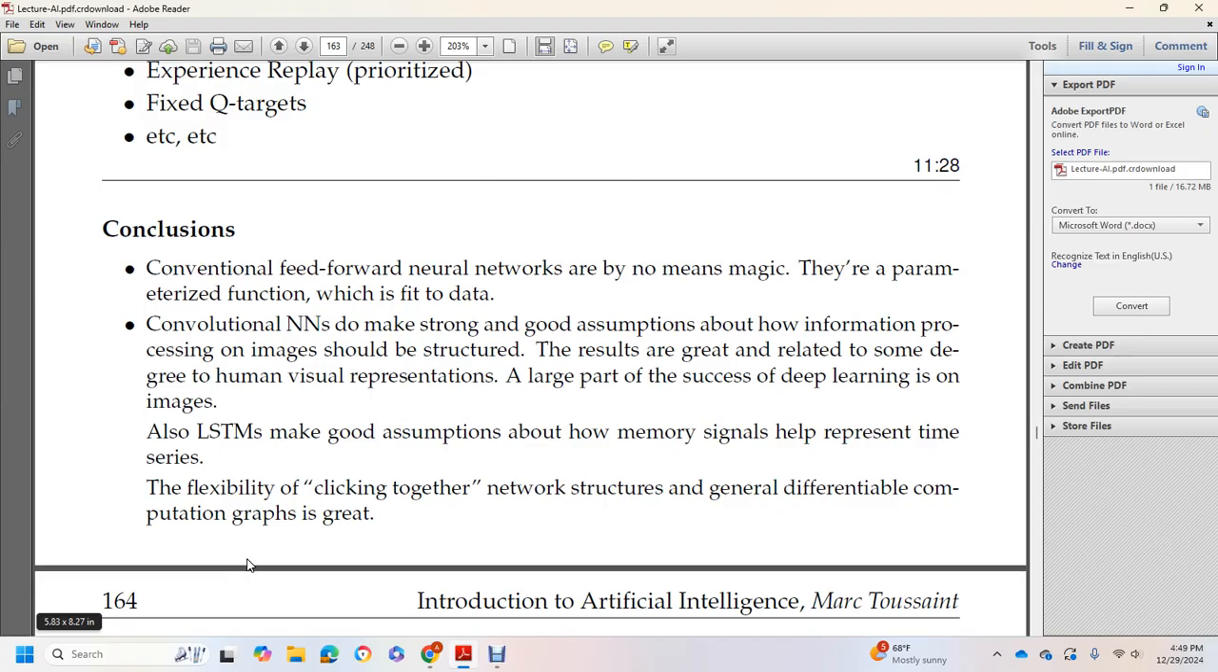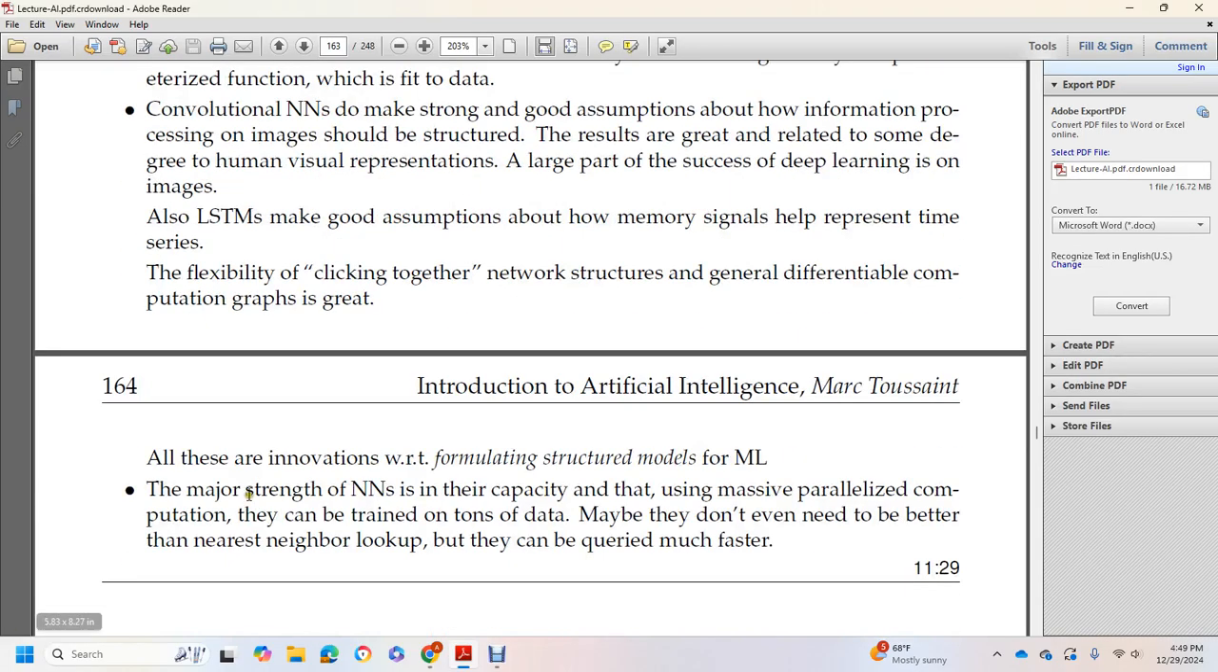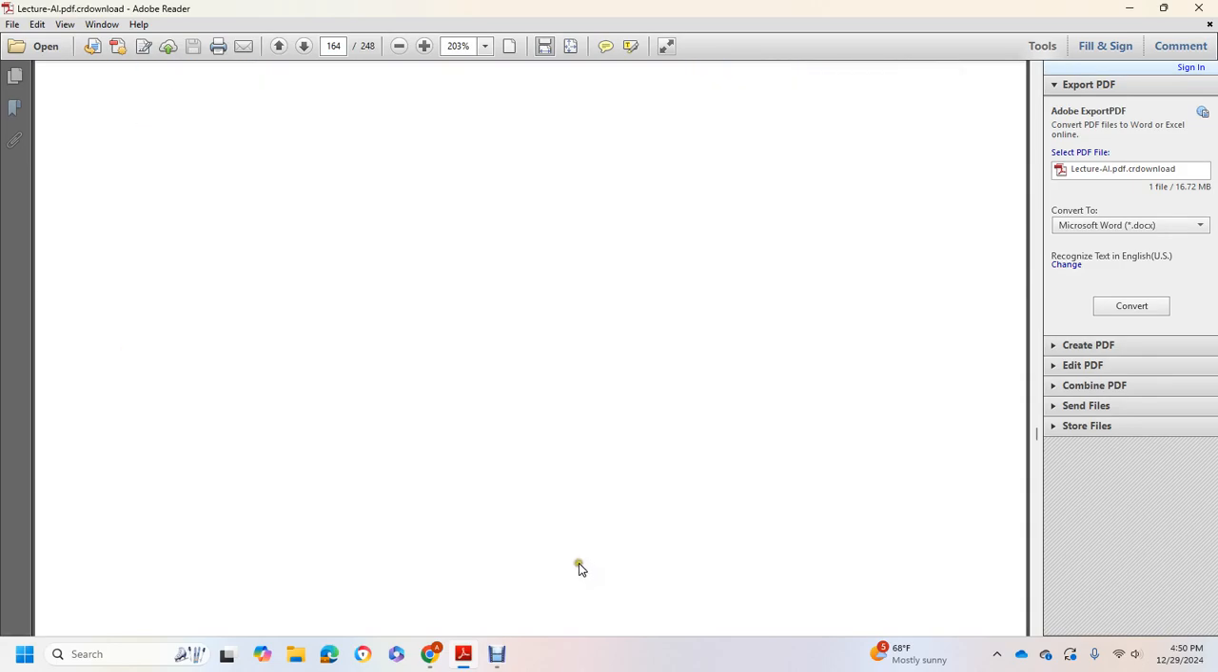Long short-term memory: a good assumption, where the memory signal helps represent time, and in theory, with the flexibility of clicking together neural structures, general differentiable computation graphs are great. All these innovations of weight-tied structure and formulating structural models of machine learning are a major strength of neural nets, or their capacity, even with massively parallelized computation that can be trained on tons of data. Maybe they don't even need to be better than nearest neighbor lookup, then they could be queried much faster.